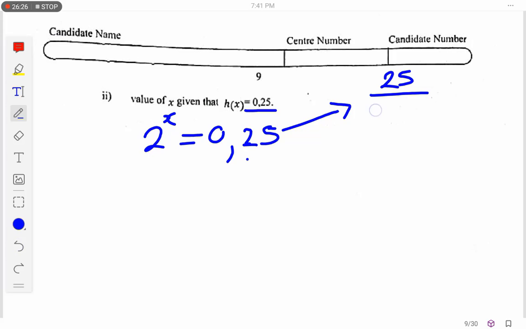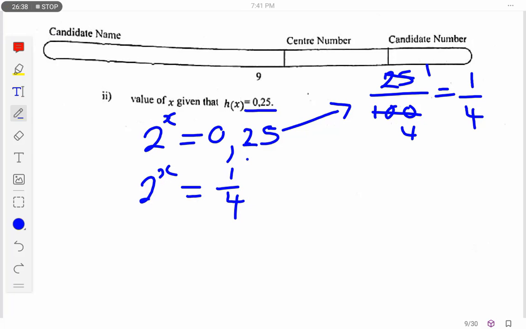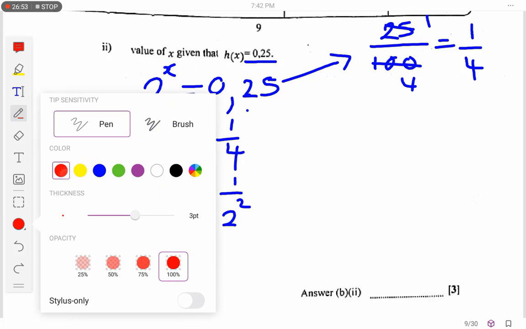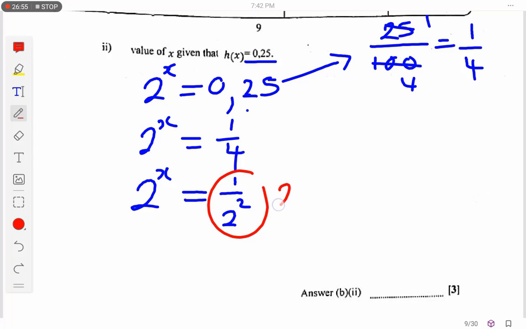So we can divide this by 100, and we reduce this to 1 over 4. 25 there is 4. So we can rewrite 2^x is equal to 1 over 4 like that. 1 over 4, we can say 4 there is the same as 1 over 2 to the power of 2. It's still the same as equal to 2 to the power of x. And whenever we have something being divided by 1 over, we can take 2 to the power of minus 2. This is the same thing.